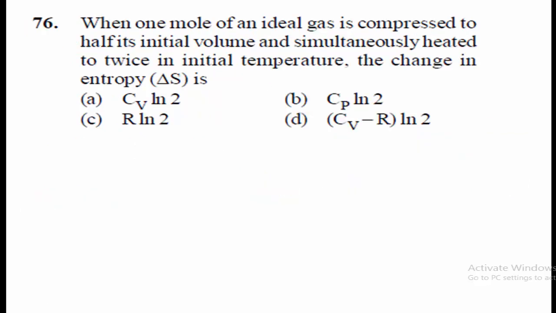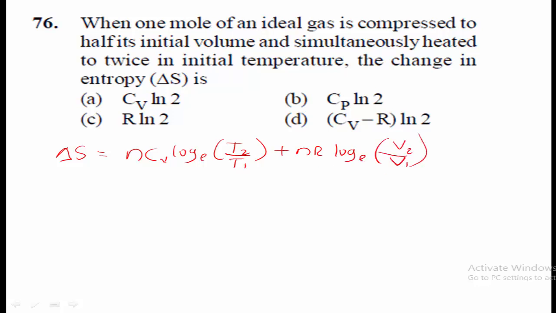76th. When 1 mole of an ideal gas is compressed to half its initial volume and simultaneously heated to twice its initial temperature, the change in entropy is? The change in entropy is given as delta S equals nCv ln(T2/T1) plus nR ln(V2/V1). Now n is how much? Let us consider n is 1 mole, because here they have mentioned 1 mole of an ideal gas. So n is equal to 1.